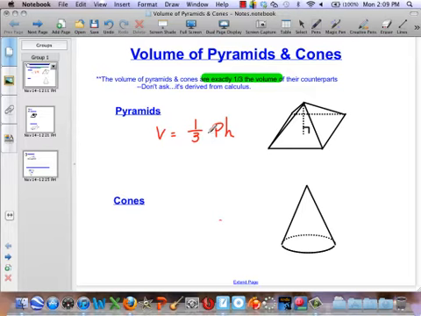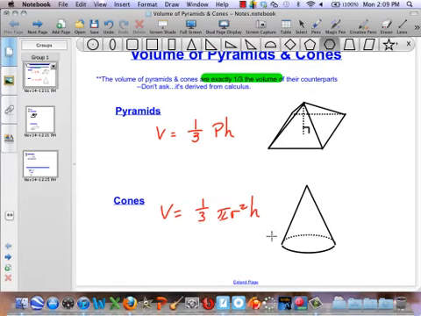On the cone, what is the volume of a cylinder? Pi r squared h. So then, what's the volume of a cone? 1/3 pi r squared h. And guys, this will probably make sense if we attempt to model this again.